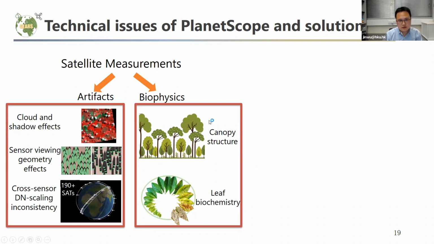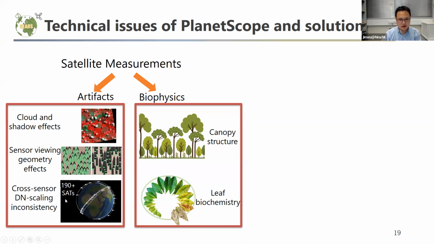So as ecologists, we are really interested in understanding the underlying biophysical processes. But at the same time, any kind of satellite measurement will also be subject to artifacts. The artifacts can be associated with cloud and shadow effects, and with sensor viewing geometry effects, which is also commonly known as the bidirectional reflectance distribution function, or BRDF effect, in the remote sensing field.